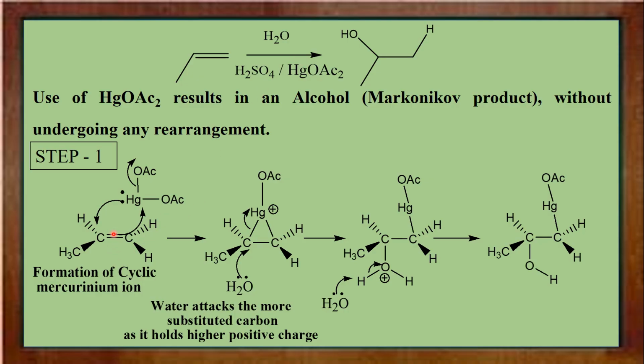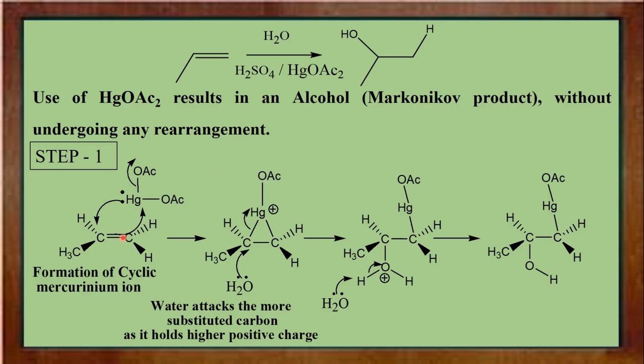Here I have given an example with mechanism. This is an unsymmetrical alkene, propene. With that, we add mercuric acetate. So the pi bond breaks to give a negative charge to the less substituted carbon, positive charge to the more substituted carbon. The negative charge attacks mercury, substitutes acetate.